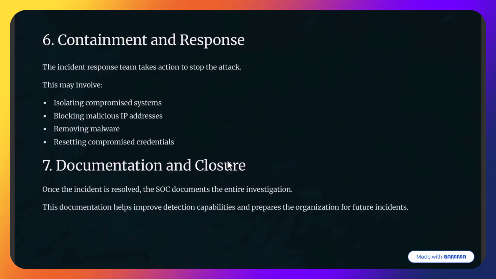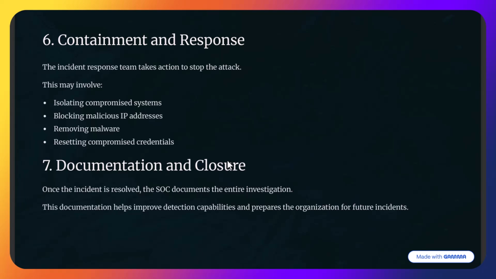So let's go to containment and response. At this stage, the incident response team takes action to stop the attack and prevent further damage. This stage focuses on containing the threat and removing the attacker from the environment. Some common response actions include isolating compromised systems. All right, this means disconnecting infected devices from the network so the attack cannot spread.